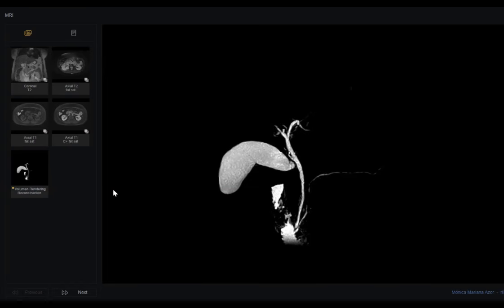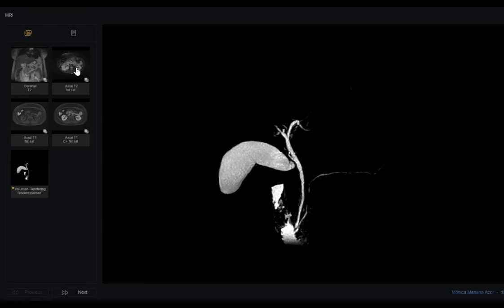In the volume rendered image, I can appreciate the pancreatic duct, which is slightly prominent at its insertion into the papilla. The common bile duct is also normal in diameter. I can appreciate that there is a separate drainage of the pancreatic duct into a separate papilla and a separate insertion of the common bile duct into the major papilla. So finally, what's your diagnosis? Pancreatitis due to pancreatic divisum.